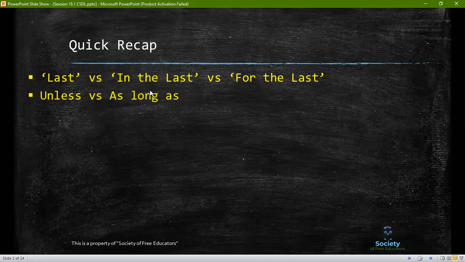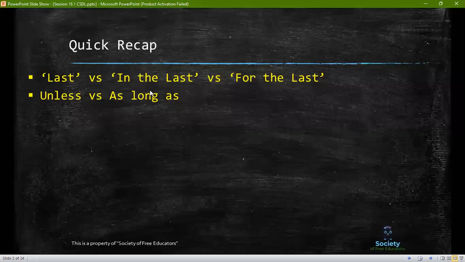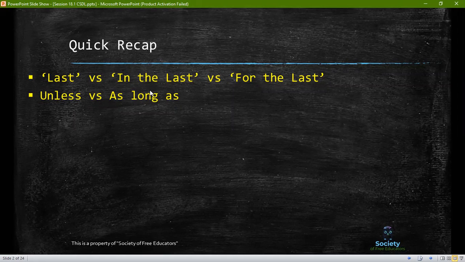And then we understood unless versus as long as. Both are conditionals and can be used in place of if. As long as is an affirmative if, whereas unless is a negative if. If you translate unless, it will be if not, and if you translate as long as, it will be if.